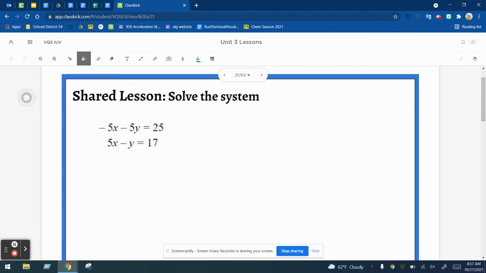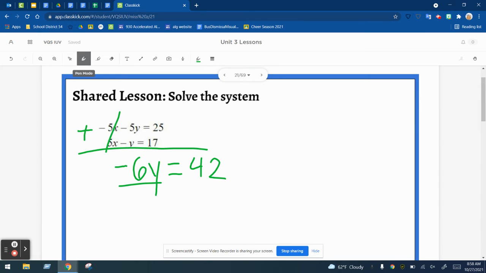Let's take another look over here. I have negative 5x minus 5y equals 25 and 5x minus y equals 17. I can add these together because I see that my x values are complete opposites, so they are going to cancel out. So let's go ahead and add them together. Negative 5x plus 5x equals 0. Negative 5y plus negative y is negative 6y. 25 plus 17 is going to give us 42. Divide by negative 6. And y equals negative 7.